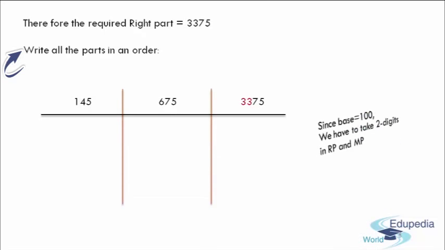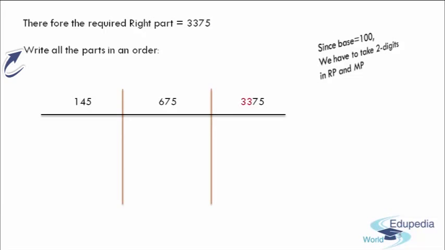So friends, I think you know that we are finding the cube of a 3-digit number and therefore the base we have to take is 100. And one more thing we have to note here is we have to take only 2 digits in each and every part. So therefore we have to take only 2 digits in the right part as well as in the middle part in order to get the final answer.